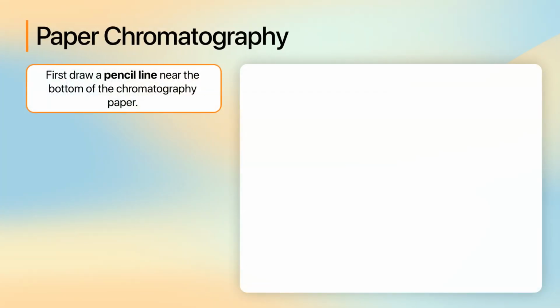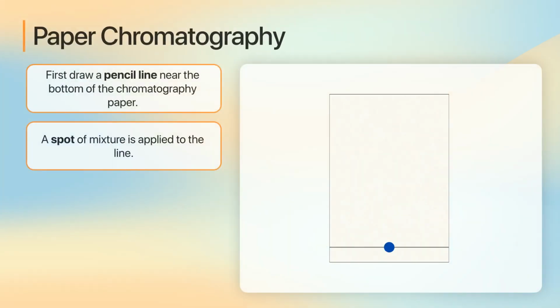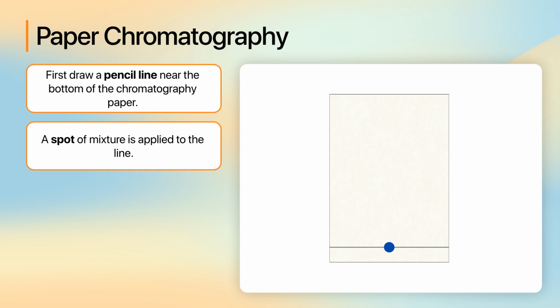To perform paper chromatography, first draw a line using pencil near the bottom of the chromatography paper. It is important to use pencil as ink would dissolve into the solvent and run alongside the samples. Then, a spot of the mixture is applied on the line.